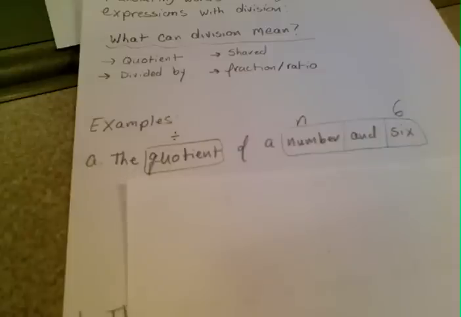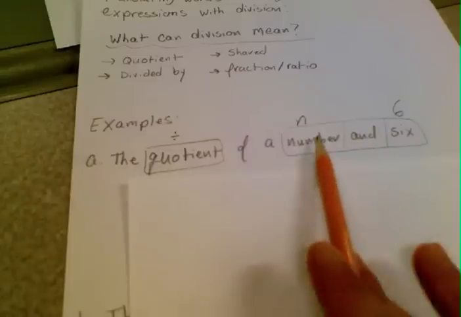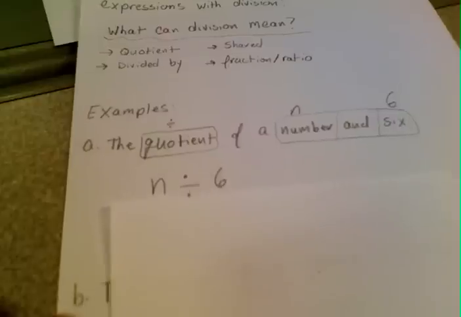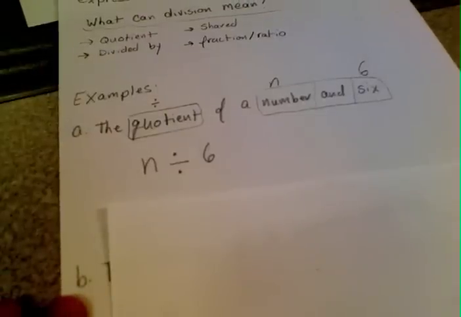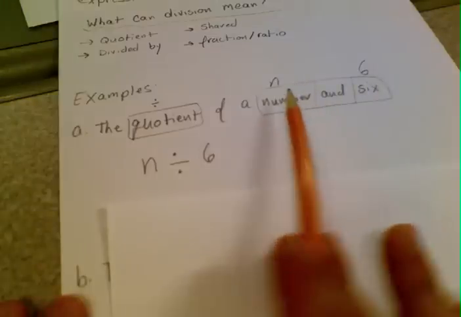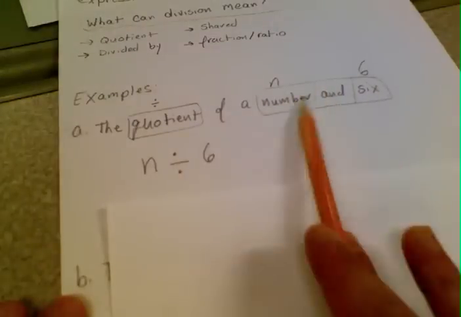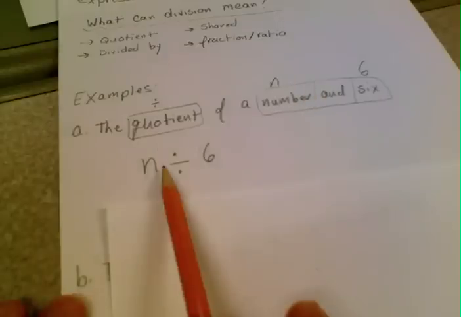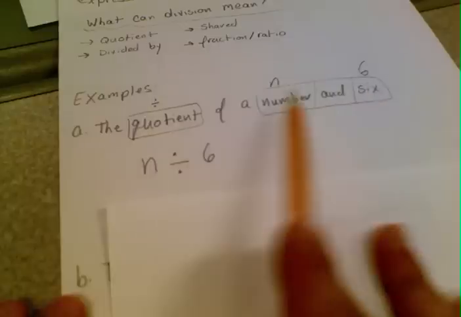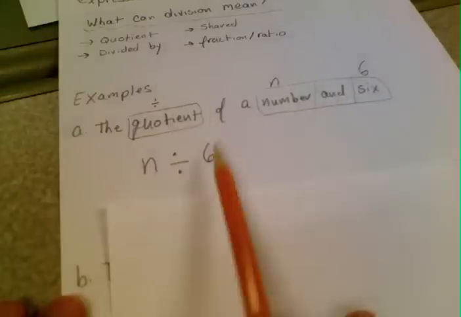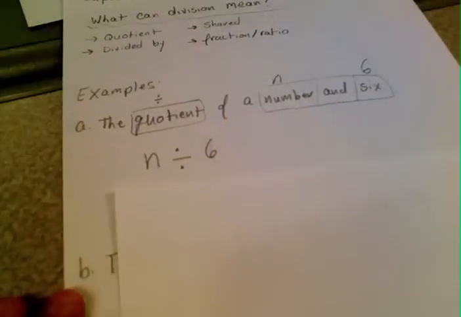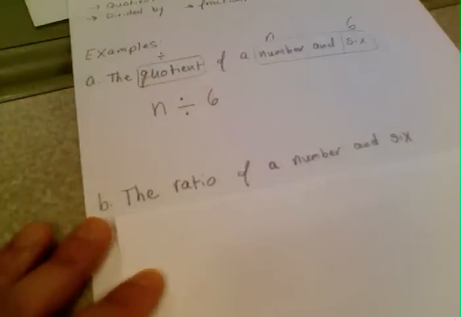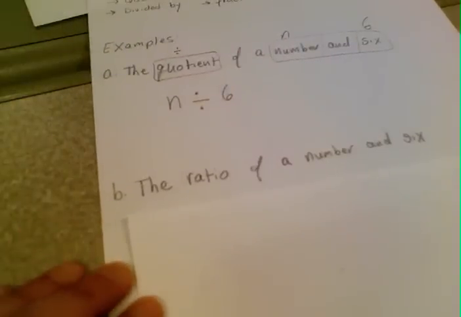All right, the quotient of a number. The number comes before the and, so I'm going to put n and then divided by 6. Again, the division sign separates the two parts that we're talking about here. The number is before the and sign, that's going to come before the division sign. The 6 is after the and, so it's going to come after the division sign here. You try this one on your own. The ratio of a number and 6.